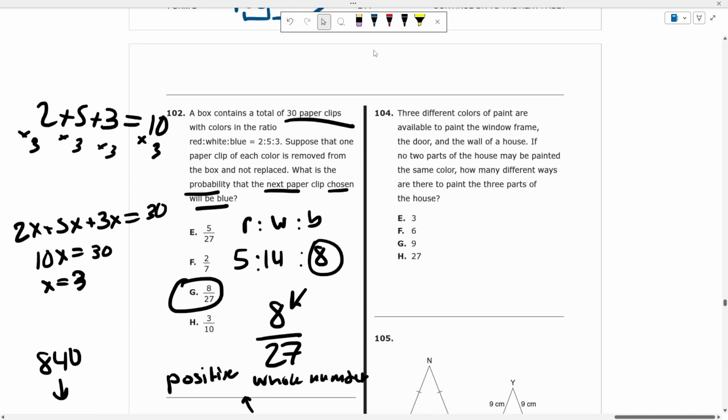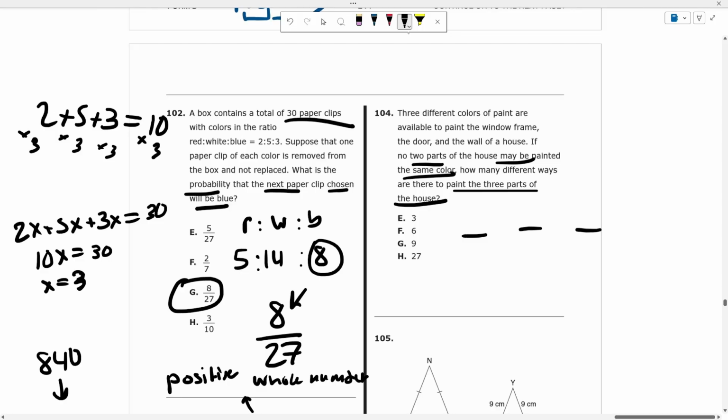Number 104 says that there's 3 different colors of paint that are available to paint a window frame, the door frame, and the wall of a house. So we have 3 different locations that we can paint. If no 2 parts of the house may be painted by the same color, how many different ways are there to paint 3 parts of the house?